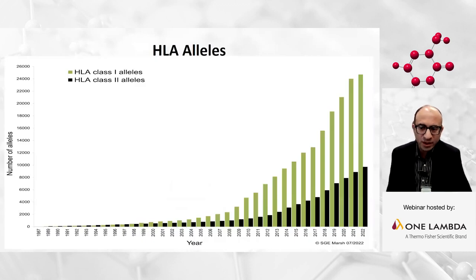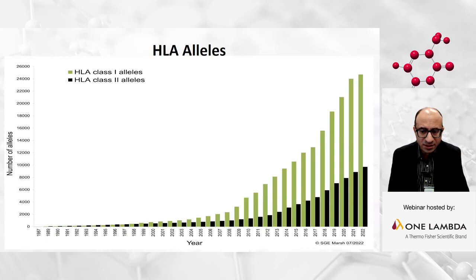So back again to the polymorphism graph. What you see on the y-axis is the total number of HLA alleles, and the x-axis represents the number of HLA alleles added every year, and it's cumulative. You can appreciate that every year more HLA alleles are added. However, the majority of these alleles are very rare. This means that you might not see them again in your entire life.